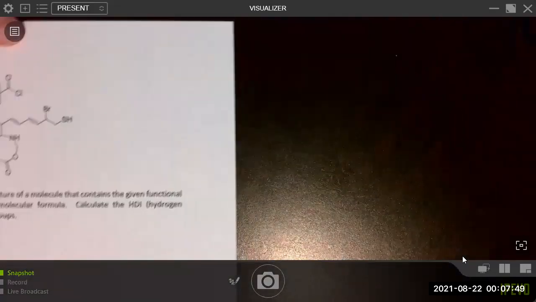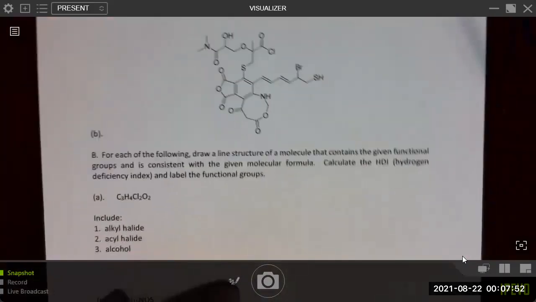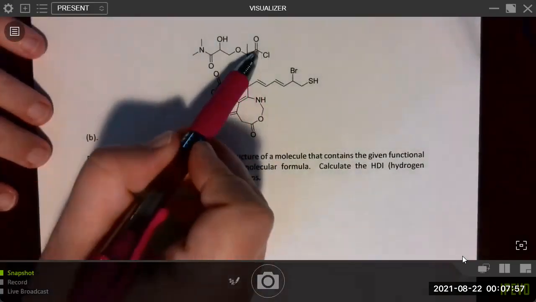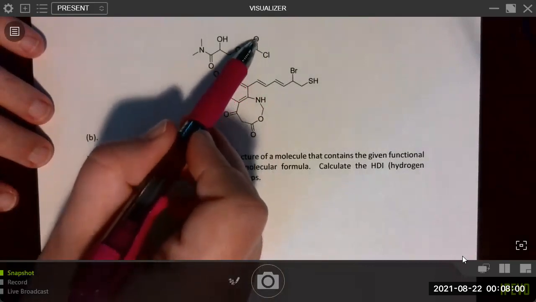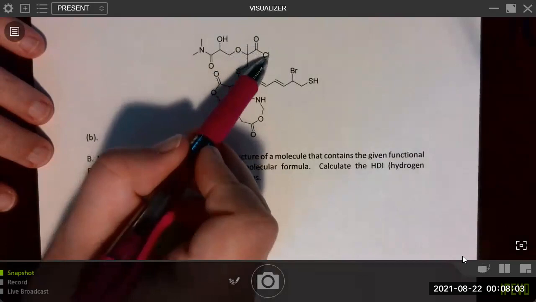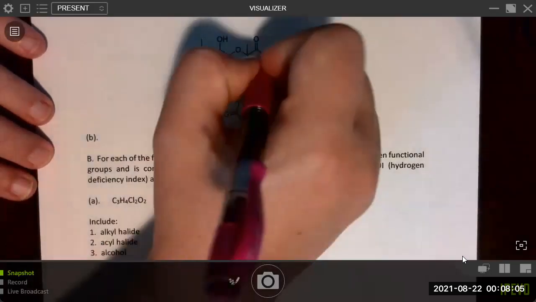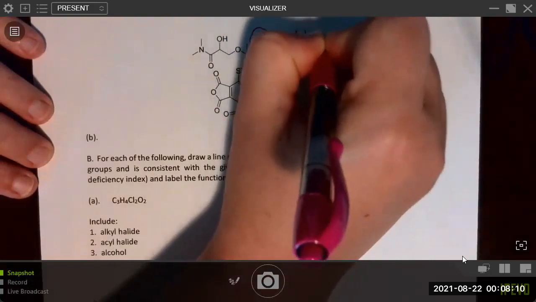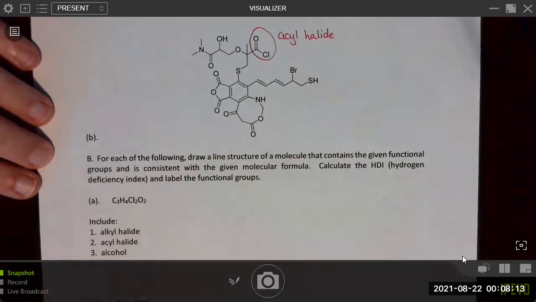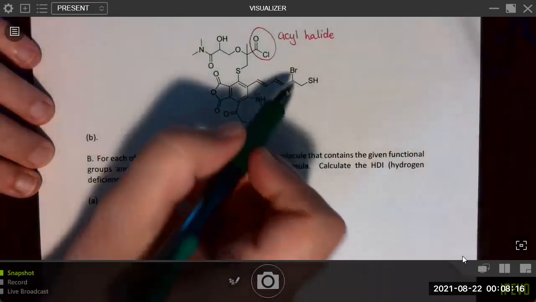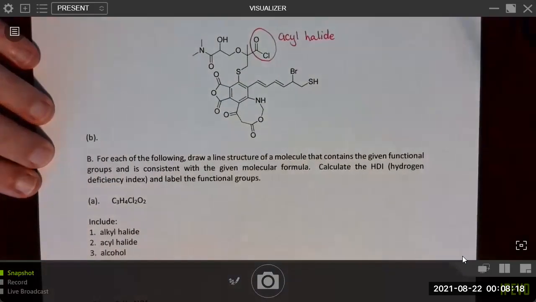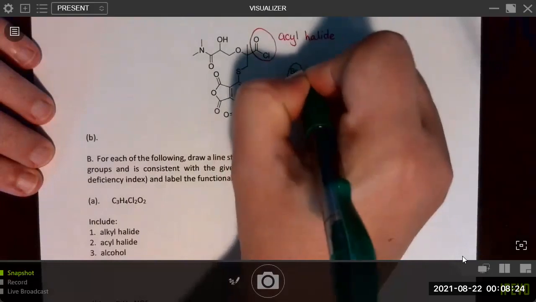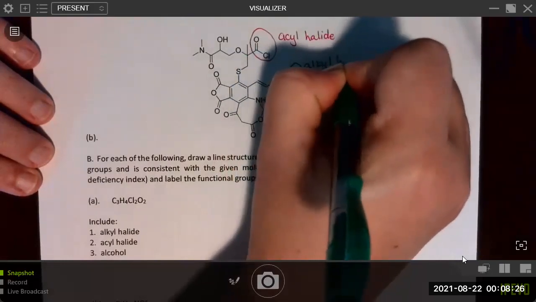On to the next one. Let's see what we can find here. So we have a carbon attached to a carbonyl, an oxygen double bonded to an oxygen, that's a carbonyl, also attached to a halogen. This is an acyl halide. Okay, let's compare that to this bromine that's attached to a carbon that does not have a carbonyl. This means that this is an alkyl halide.